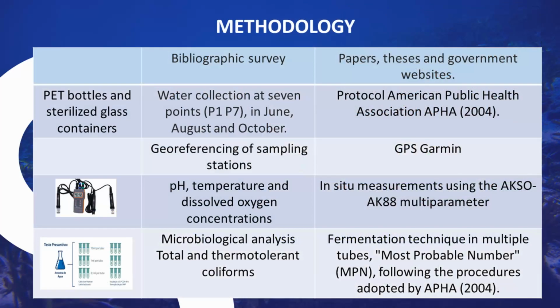We conducted water sampling at 7 stations along the CEREJA River in June, August, and October. The pH, salinity, temperature, and dissolved oxygen concentrations were obtained through in situ measurements. Microbiological analysis of total and thermotolerant coliforms was performed through the multiple tubes methodology.